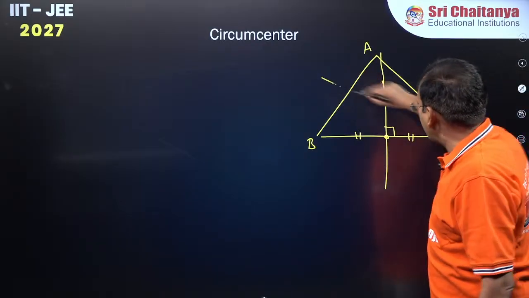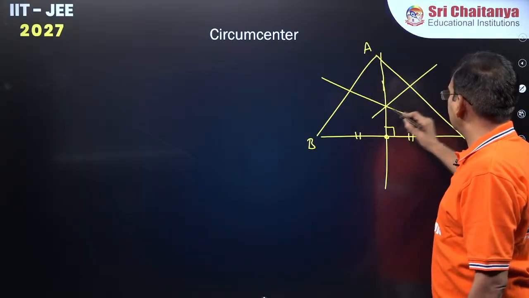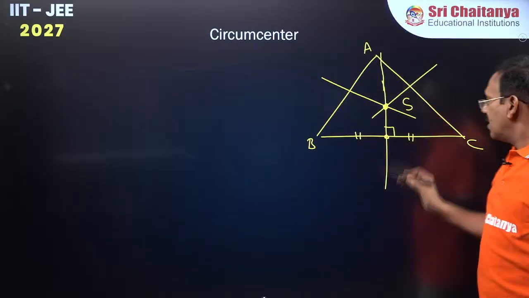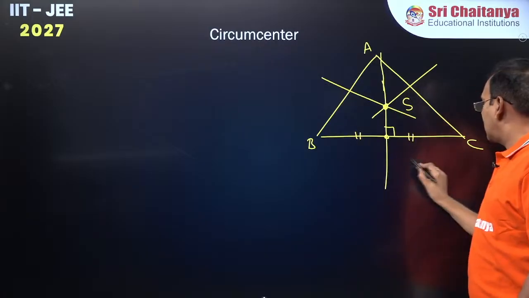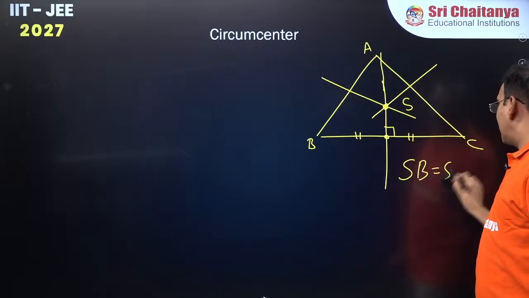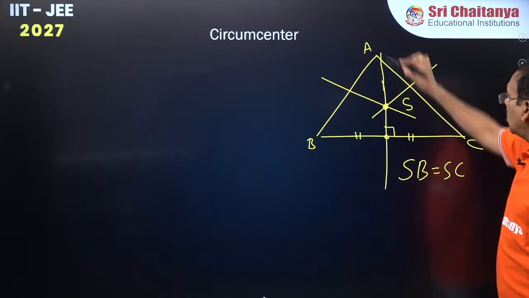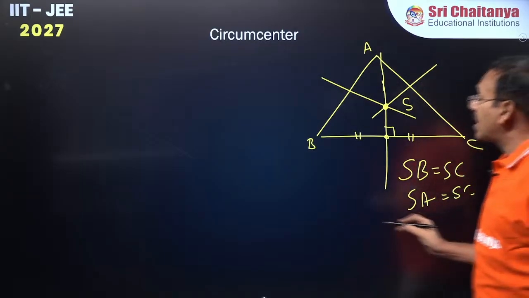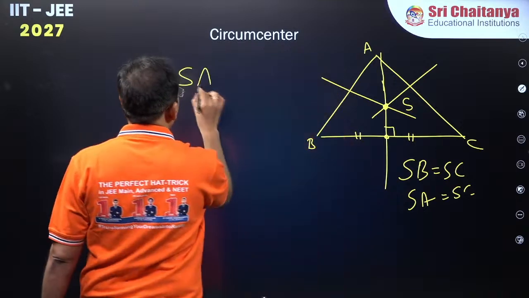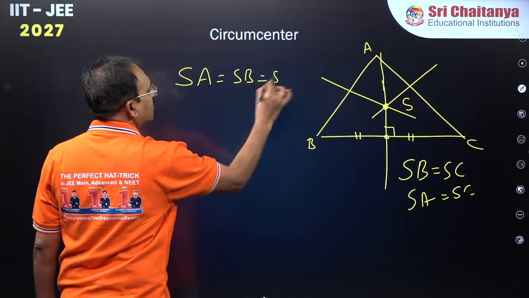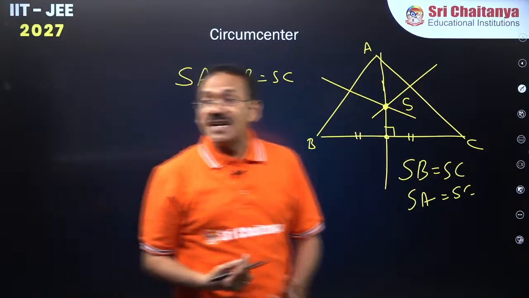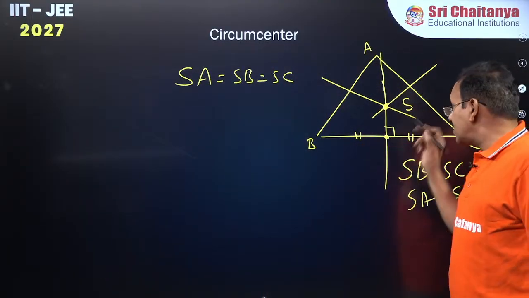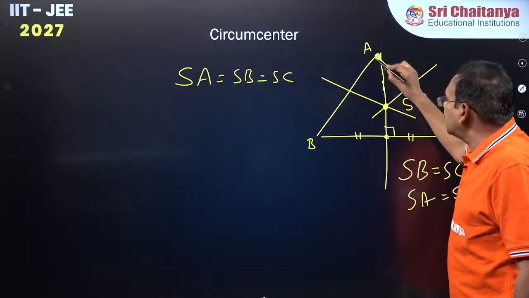Similarly, you just draw the perpendicular bisector here and here. So this is the point denoted by S. You see, since it is on the perpendicular bisector, SB is equal to SC. Since it is also on this, SA is equal to SC. If you combine, you get SA equals SB equals SC. Circumcenter is nothing but that point which is equidistant from all three vertices.